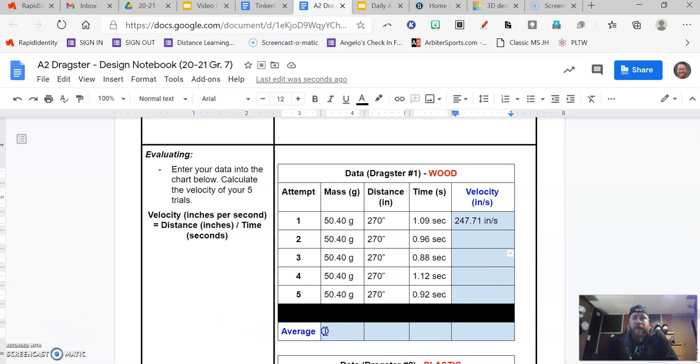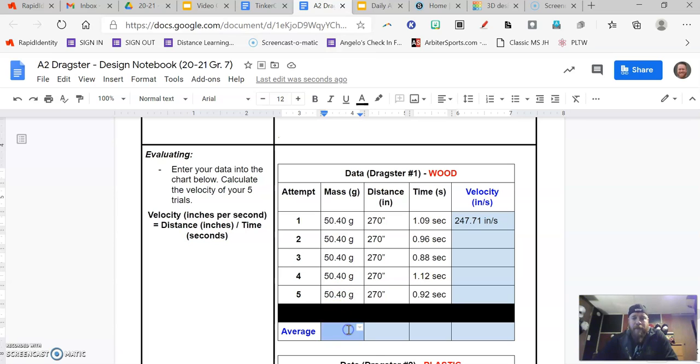Your next step is to calculate the average for these different columns. So if you recall, our definition of average is to find the sum of all of our data. So we're going to add all of the masses together, and then we're going to divide by, in this case, 5, because I have 5 numbers that I'm adding together. So 50.4 plus 50.4 plus 50.4 plus 50.4 plus 50.4. Once you get a sum, a total, then you're going to divide by 5.